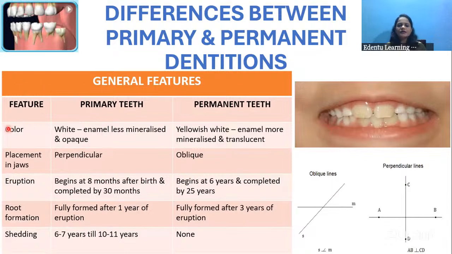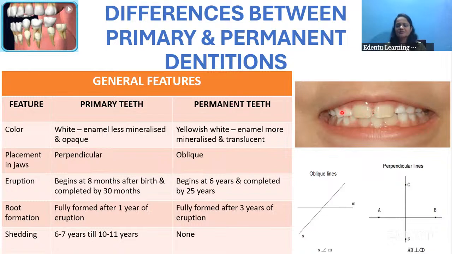Now, let's look at the next feature, color. In this picture, you can see that the central incisors and one lateral incisor are permanent teeth, and the other teeth are deciduous teeth. So you can see the color differences from this picture itself.